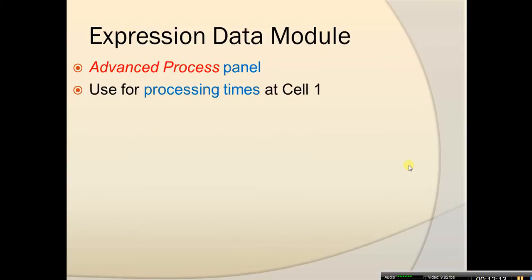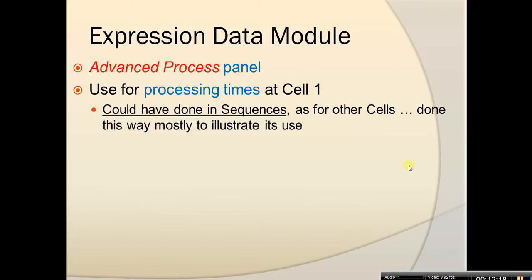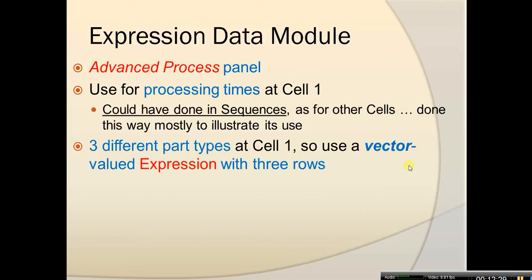And we have also the expression data module. We'll use an expression, as I mentioned earlier, and that is found in the Advanced Process panel. So we're going to be using this for processing times at cell 1. And we could have done this in sequences as for other cells. So again, as I mentioned, we're just doing this to illustrate its use, or an alternative way to do the same thing.